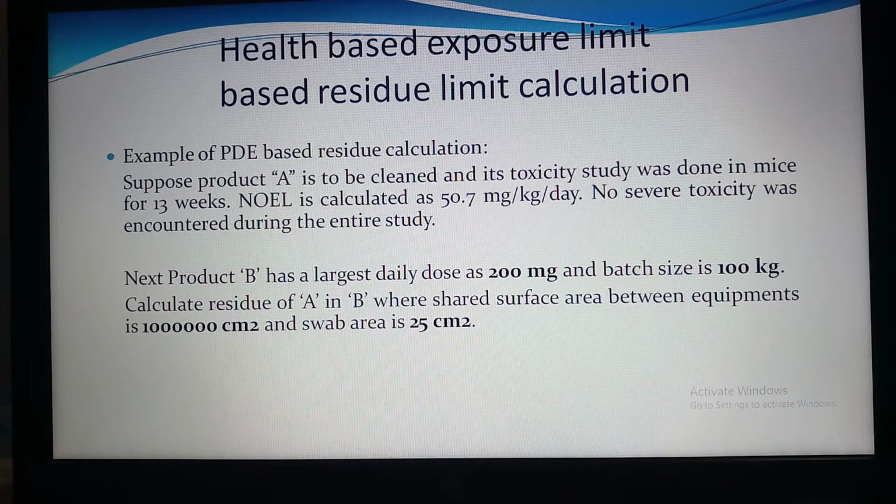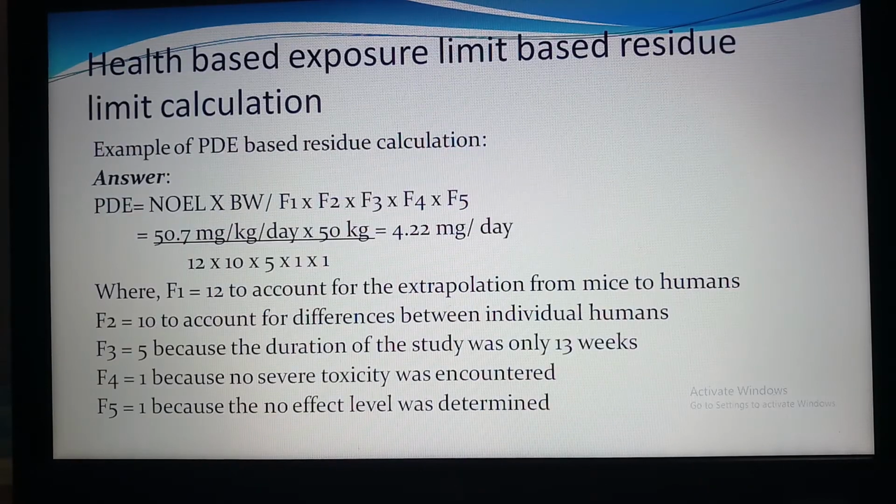Suppose product A is to be cleaned and its toxicity study was done in mice for 13 weeks. NOEL is calculated as 50.7 mg per kg per day. No severe toxicity was encountered during the entire study. Next, product B has the largest daily dose as 200 mg and the batch size is 100 kg. Then calculate the residue of A and B, where shared surface area between equipments is 10 lakh centimeter squares and the swab area is 25 centimeter square.